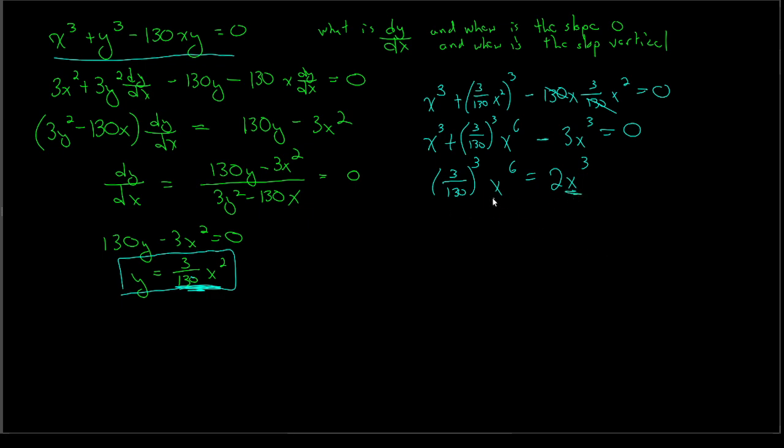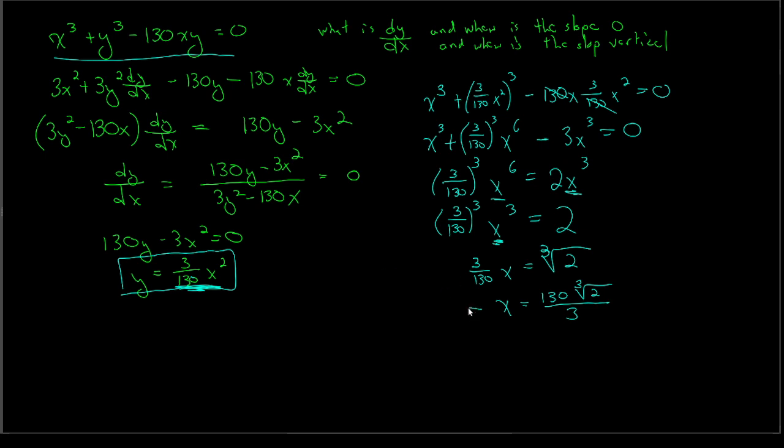Now notice both sides have an x cubed, so I will divide by x cubed. And now I'm in a really good place, because to find x, I'll take the cube root of both sides. And the cube root of the left-hand side is 3 over 130x, equals the cube root of 2. So 130 cube roots of 2 over 3 is x.